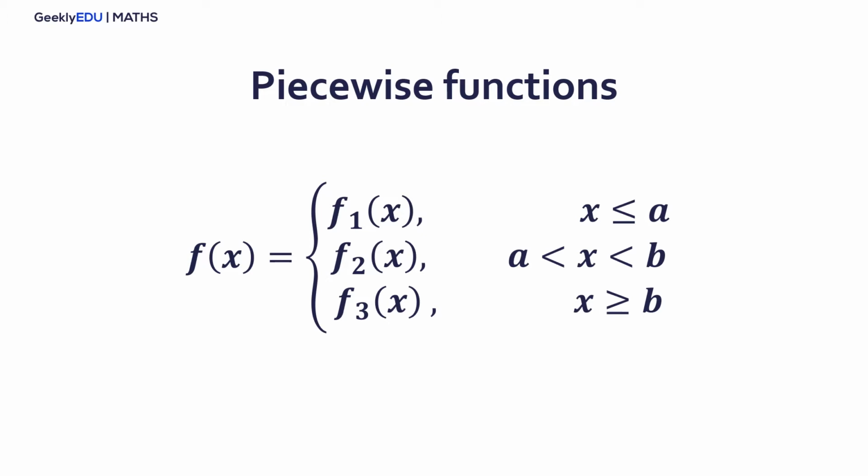So when x is less or equal than a, we are going to use function 1, f1 of x. When x is between a and b, we are going to use the function number 2. And when x is bigger or equal than b, we are going to use the function number 3, f3 of x.